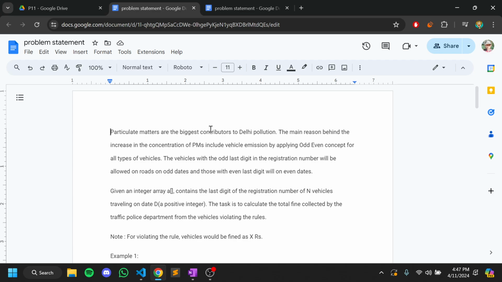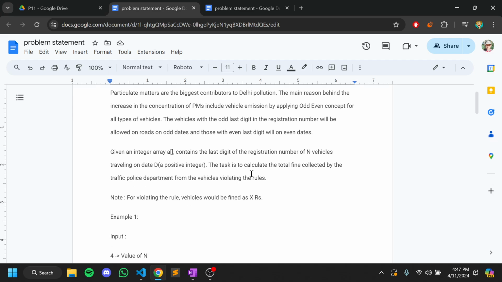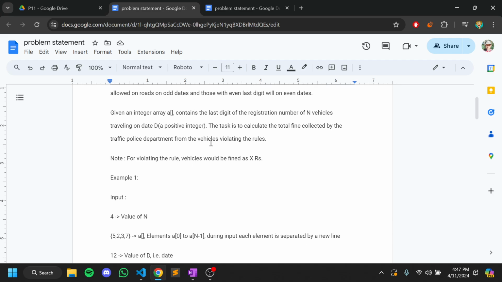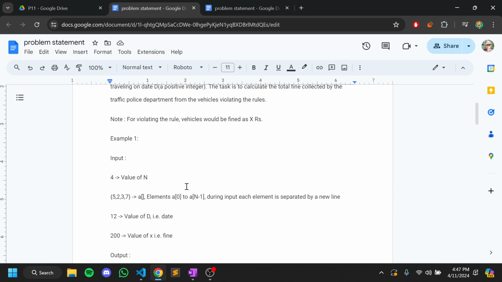Particulate matters are the biggest contributors to daily pollution. The main reason behind the increase in concentration of PMs includes vehicle emissions. By applying the odd-even concept for all vehicles, the vehicles with the odd last digit will be allowed on roads on odd dates, and those with the even last digit on even days. You're given an array and a date. Your task is to calculate the total fine collected by the traffic police department from the vehicles violating the rules.